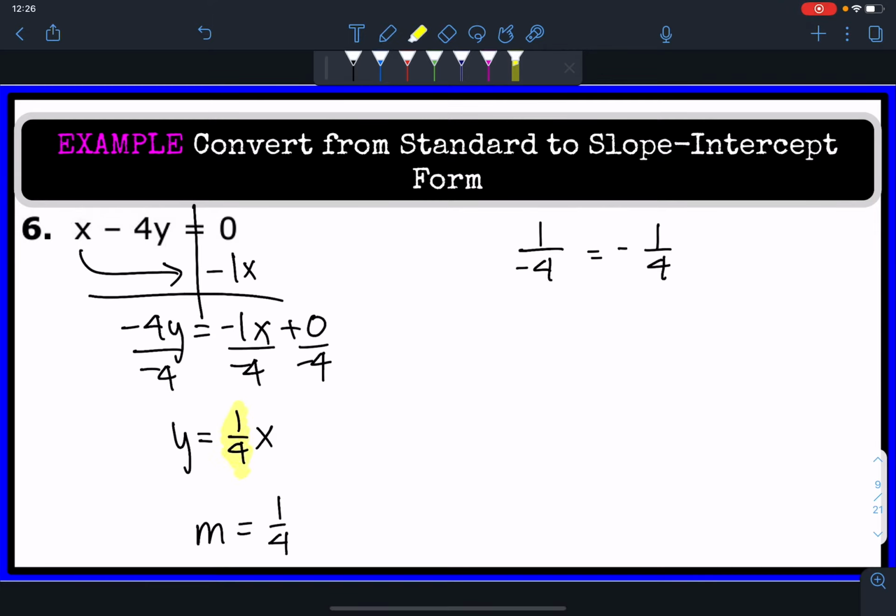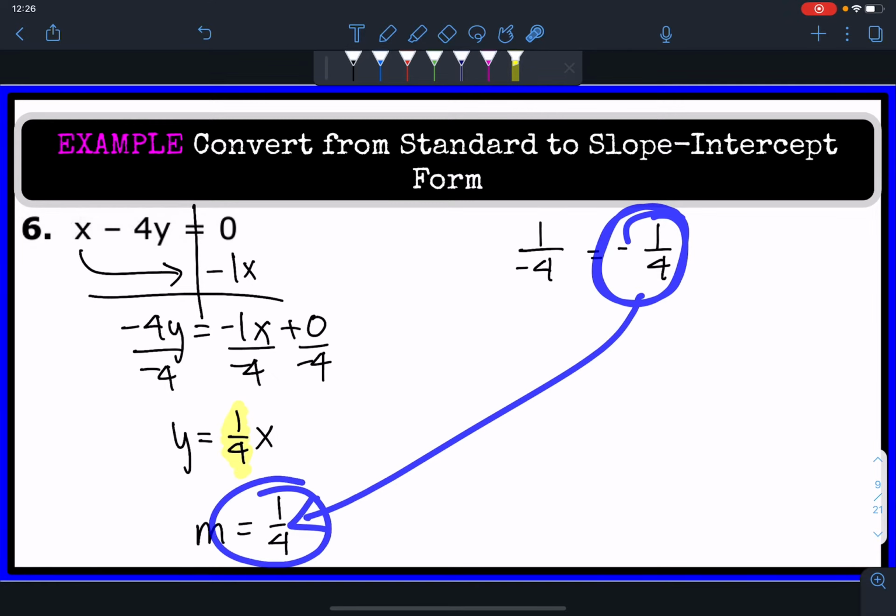And look, the slope of our line is equal to 1/4, which, like I told you, is simply the opposite of what I did earlier, getting the 1 and dividing it by -4. So if I get the opposite of that, that is always going to match the slope of our line.